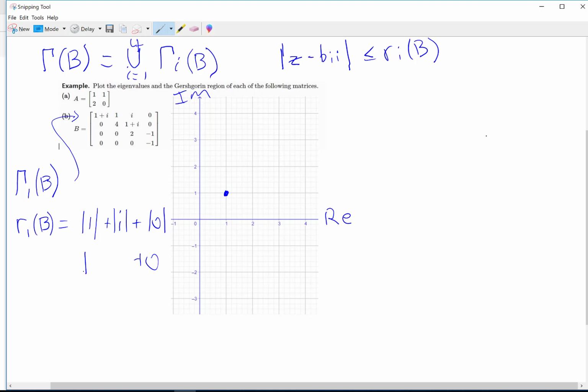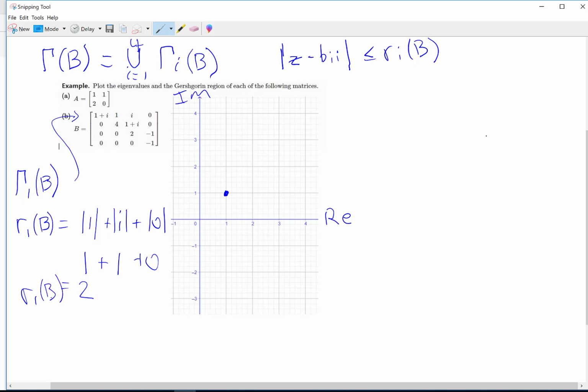Do you know the absolute value of i? Well, it's 1. And the reason is because absolute value means distance. So the distance that i is from 0 is 1 because it's along the imaginary axis, right? And so this radius is 2. R1 of B is 2.